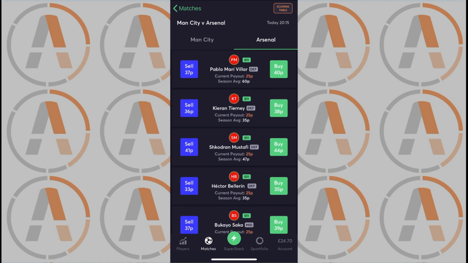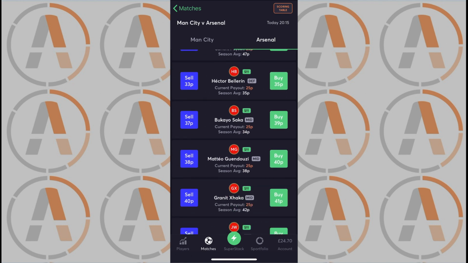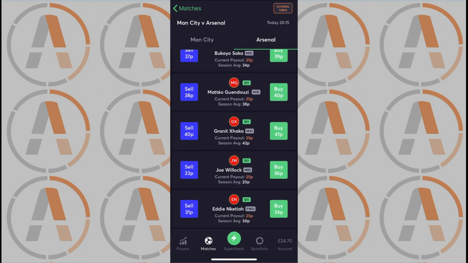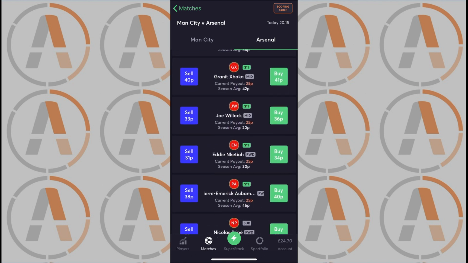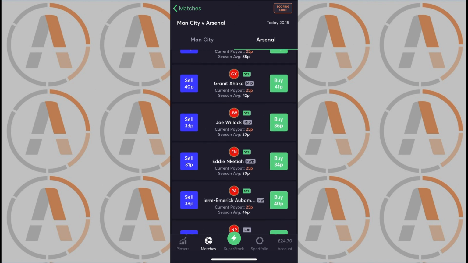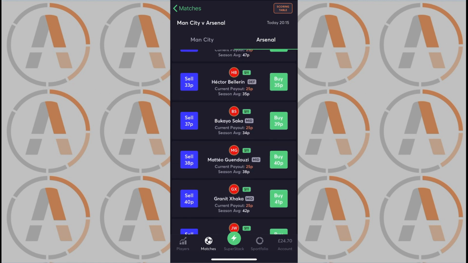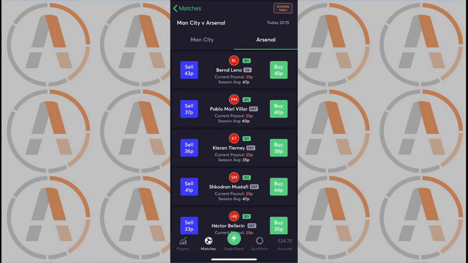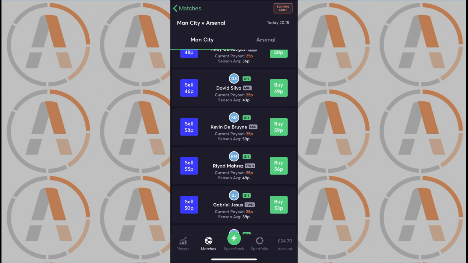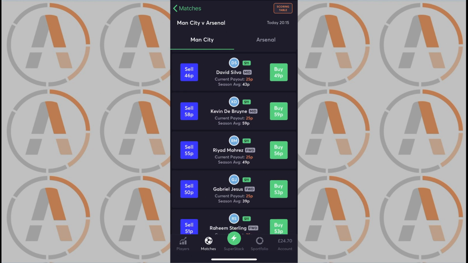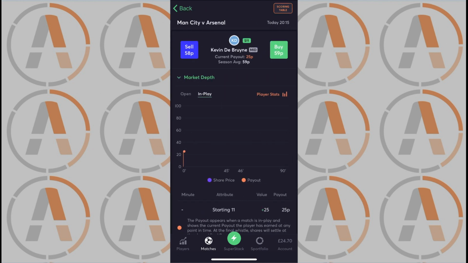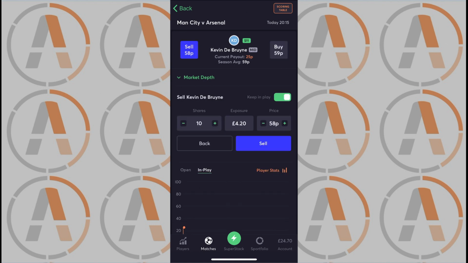In this example, we're going to go with Kevin De Bruyne, whose sell price is 58p. This gives us a maximum loss of 42 pence per share, although if you see a trade going that badly wrong, you would hopefully trade out before it gets to that point. Remember, you're choosing to short him because you think his price is going to drop, or he'll have a lower payout than the sell price on offer. So here we're going to sell one share by hitting the sell button and hitting confirm.